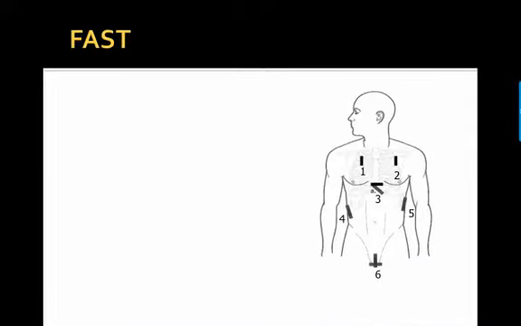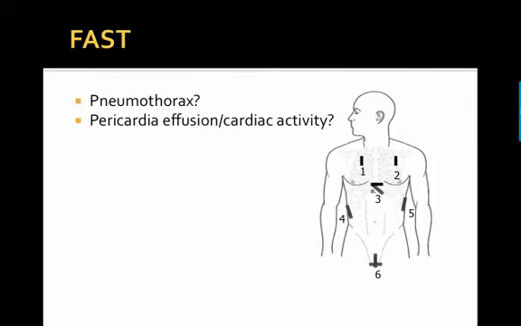So as with any focused bedside ultrasound, we're asking a few basic questions. In the FAST exam, we're asking whether or not there's evidence of a pneumothorax, whether or not we see a pericardial effusion, and if cardiac activity is present, if there's any evidence of hemoperitoneum, and if we see any signs of a hemothorax.